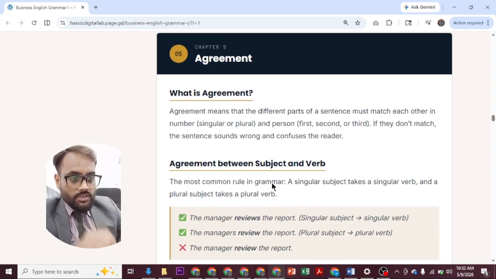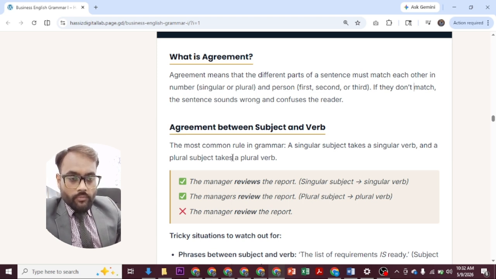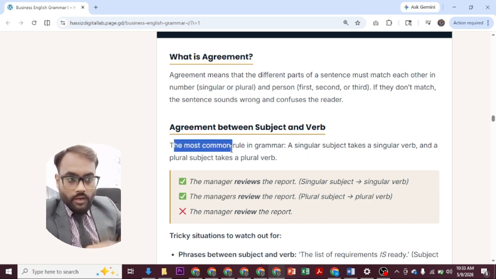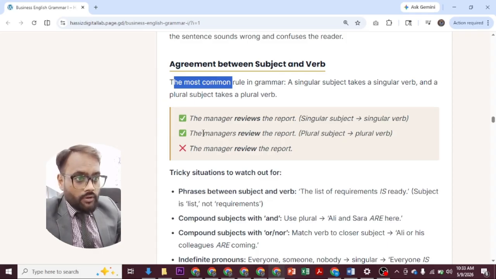Okay, let's see agreement between the subject and the verb. What does it say? The most common rule in grammar: singular subjects take a singular verb and plural subjects take a plural verb. This is the most important thing. If you're talking about a singular subject, it is going to take a verb in the singular form, and a plural subject takes the plural verb. Okay, you can say that it is the most important rule of grammar. Let's see it with the help of an example.